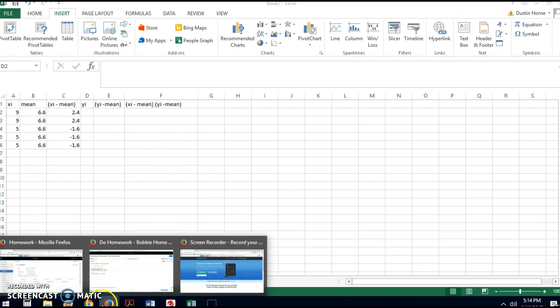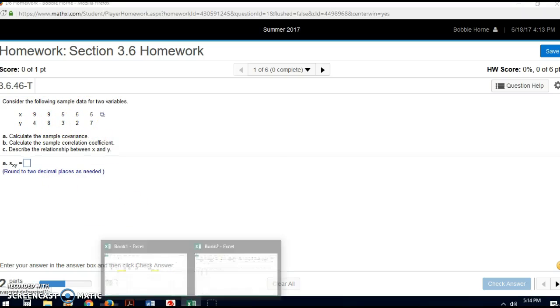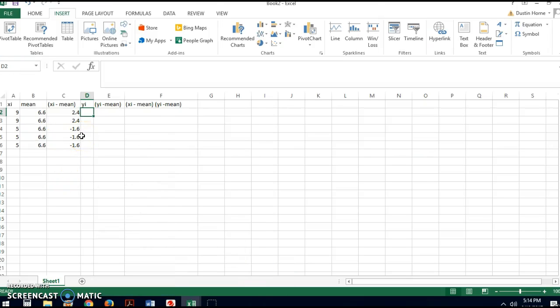Alright, now let's fill in our y's. Our y values are 4, 8, 3, 2, 7. So 4, 4, 8, 3, 2, 7. So that's 12, 15, 17, 24 divided by 5 would be 4.8, but let's just make sure. We need to put equals. Okay, 4.8. So here we're going to have 4.8. I'm just going to copy that down.